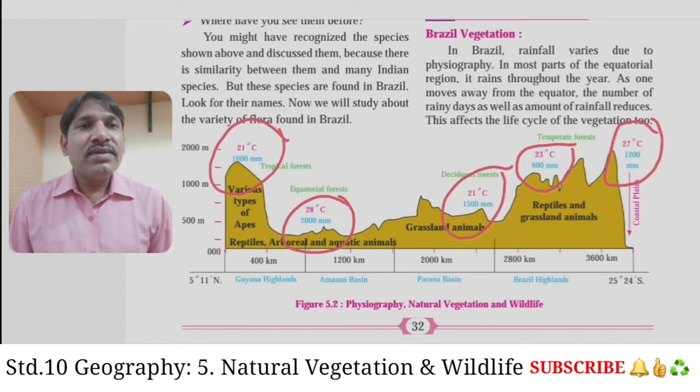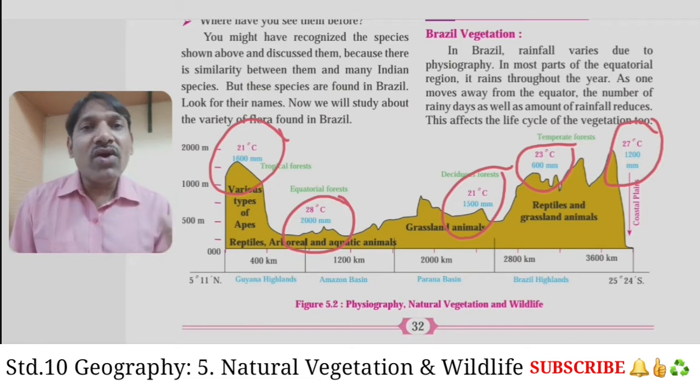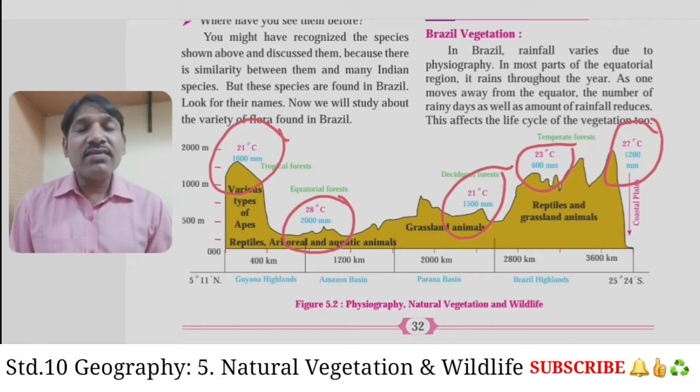Very good. Dear students, in Brazil we can see trees like rubber, mahogany, rosewood and some kinds of orchids. Yes, student, what do you mean by orchids? Orchids are the creepers with flowers. So such kinds of trees can be found in Brazil. A variety of trees, plants, flowers can be found in Brazil. Okay, students, have you understood this much?